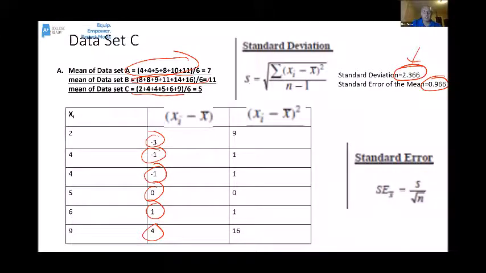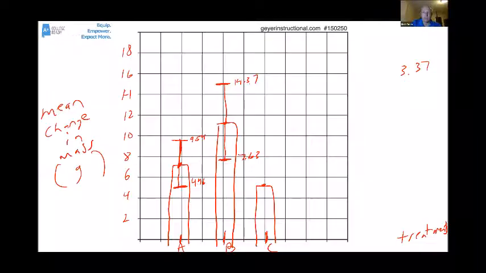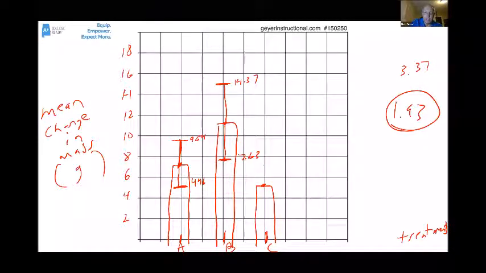Finally, for C, our standard error is 0.966. We're going to multiply 0.966 by 2 to get 2 standard errors. That's going to give us 1.93. We want to go up 2 of those from our sample mean. So our sample mean was 5. So that's going to put us at 6.93, somewhere right in here.